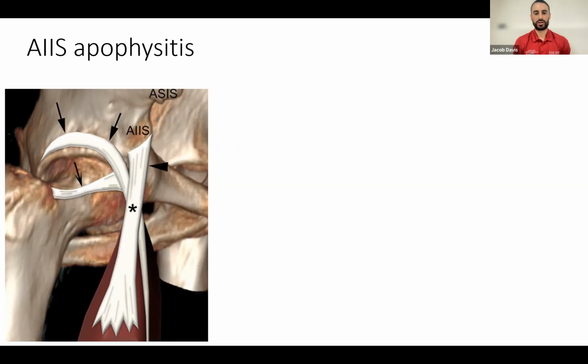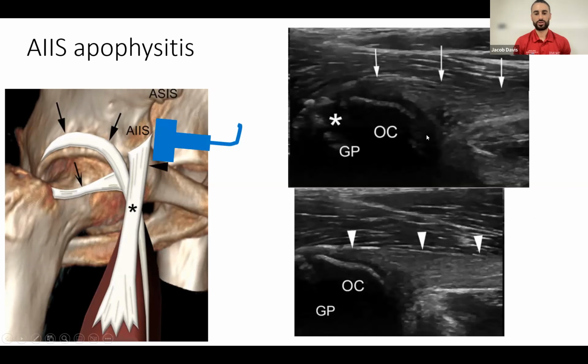Taking a look at more of an apophysitis picture on ultrasound. Again, we're looking at this in a longitudinal axis. The direct tendon, the abnormal is above and the normal is the image below. Again, you can see this irregular growth plate on the AIIS where the ossification center is. You see that the ossification center is not avulsed off, it's in place. So this isn't an avulsion injury, but you have this widened growth plate.